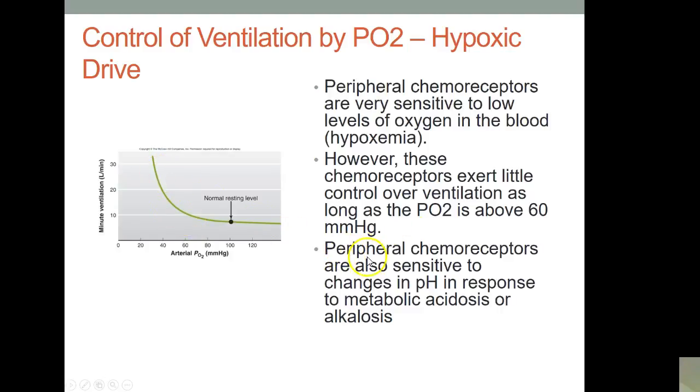Now those peripheral chemoreceptors are also going to be sensitive to changes in pH, and that's going to be in response to metabolic acidosis or metabolic alkalosis. Changes in PCO2, remember, are going to be detected by the central chemoreceptors.